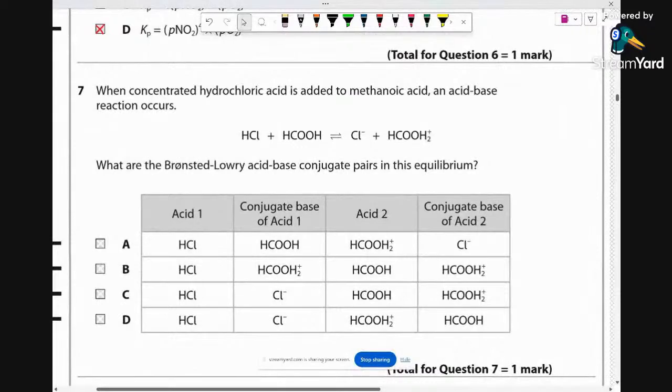Next. Okay, conjugate acid-base pairs. Love it. So straight away, folks, we know that hydrochloric acid is a strong acid.